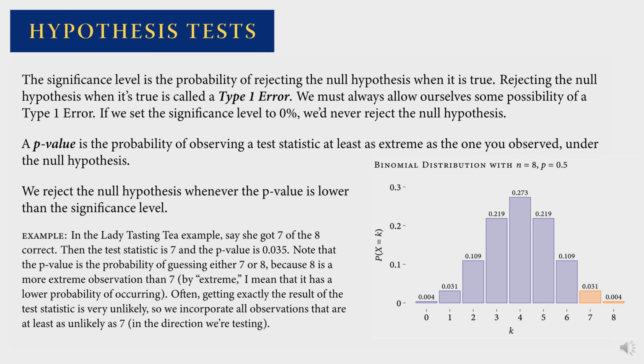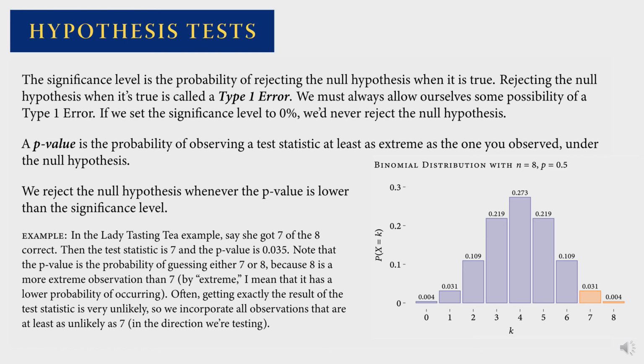A p-value is the probability under the null hypothesis of observing a statistic at least as extreme as what you observed. If the woman identifies 7 cups, then the p-value is 0.035 because 8 is more extreme than 7, so we count that too. If she identifies 8, then the p-value is 0.004. If she identifies 6, the p-value is 0.1445. The rejection region is determined by the significance level. If the p-value is lower than the significance level, we reject the null hypothesis.